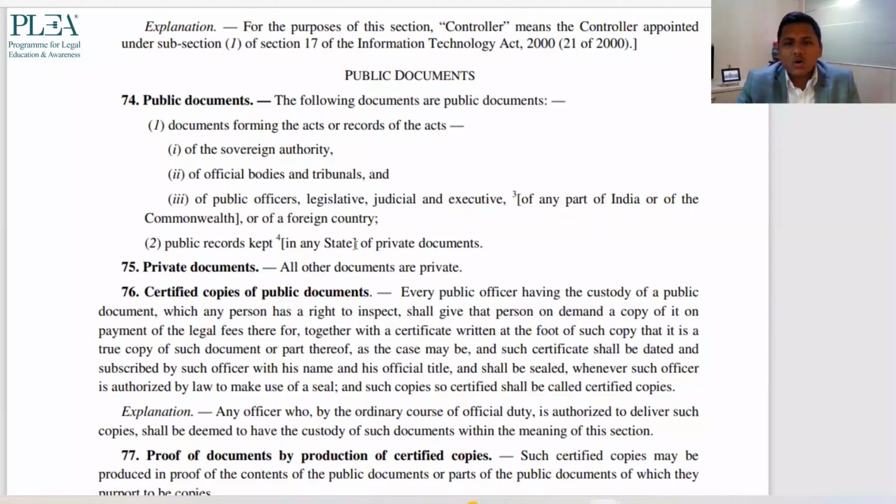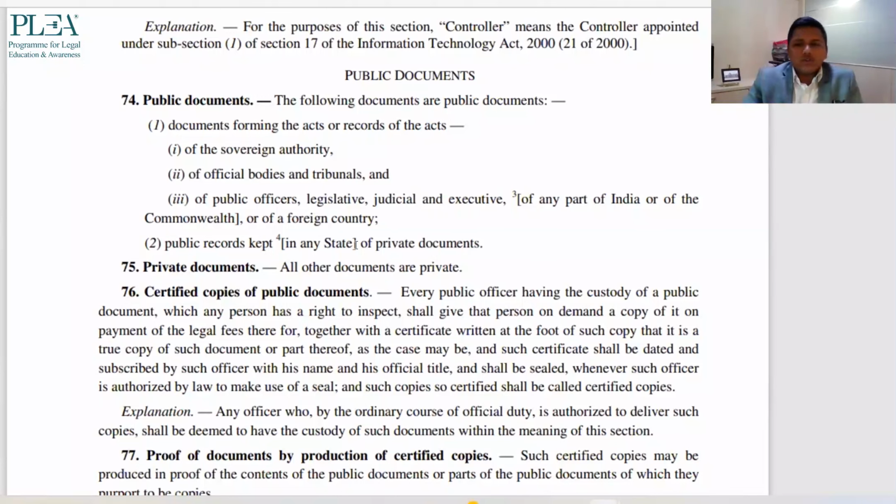This is okay. What it says is that governmental records, governmental acts are public documents. No difficulty. Second is very important. Public records kept in any state of private documents. Just try to understand what this is. Public records kept in any state of private documents. So it is a private document, but it should be kept in public record. It becomes a public document.